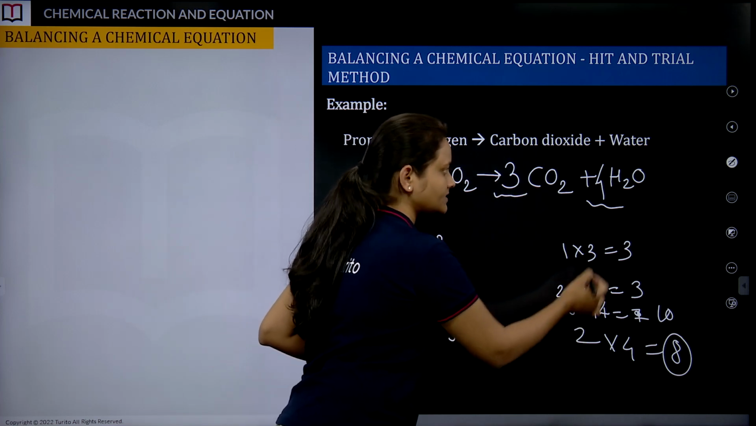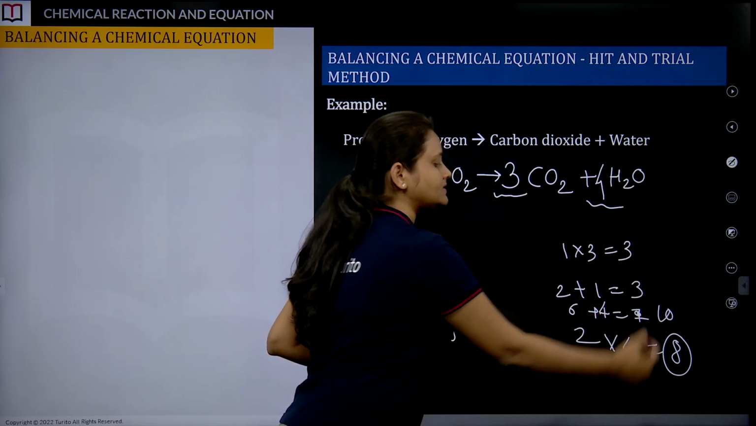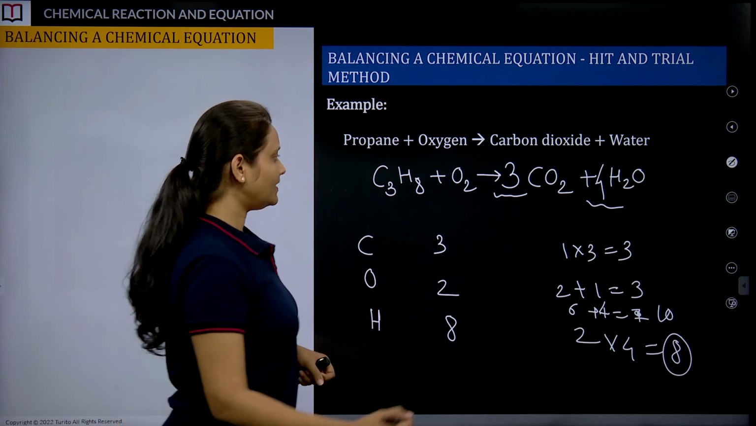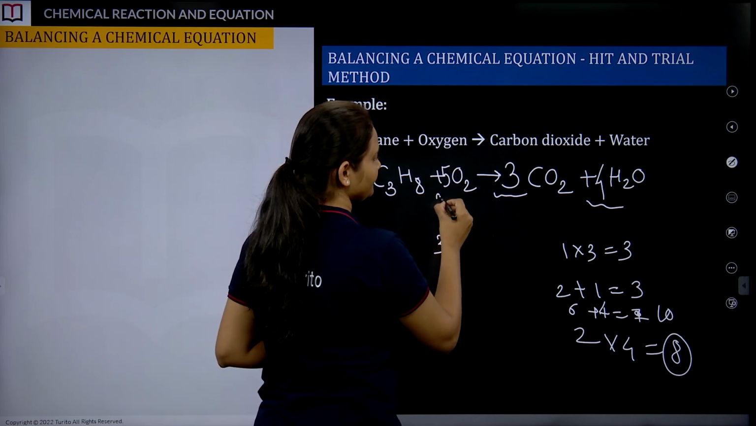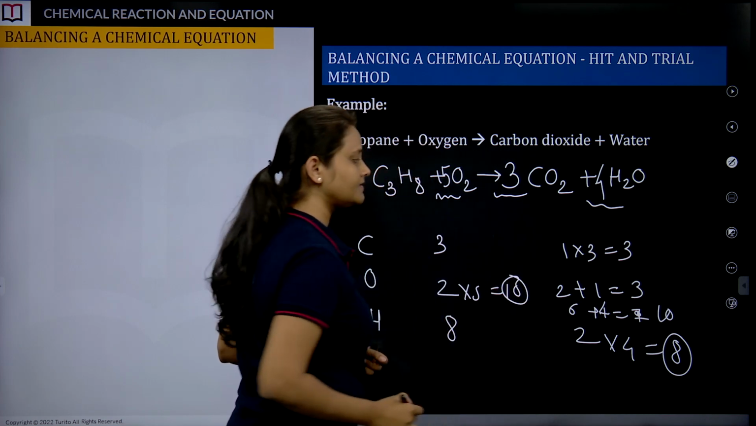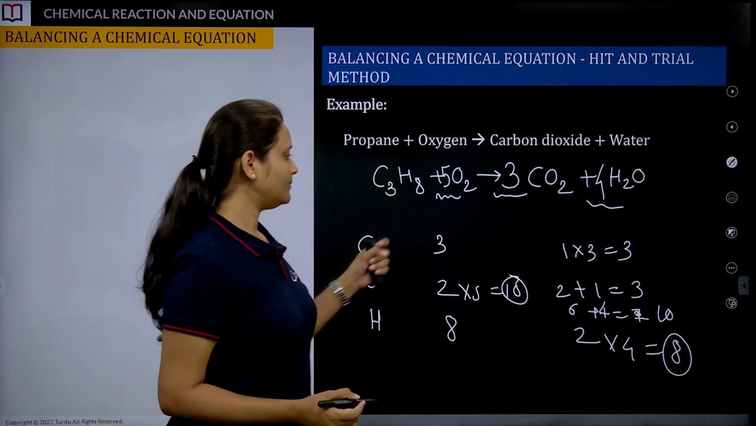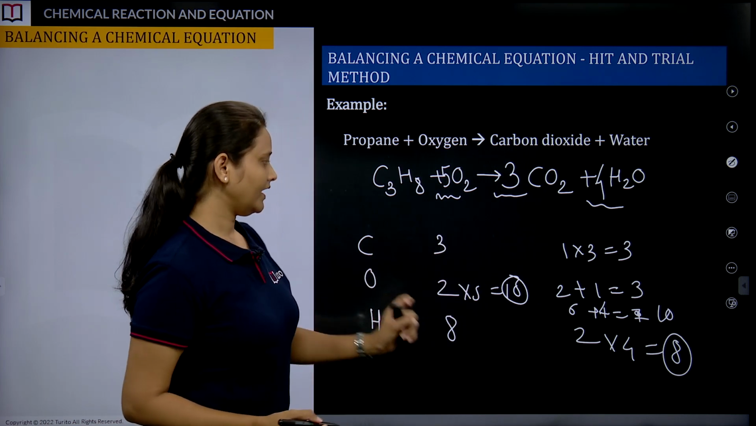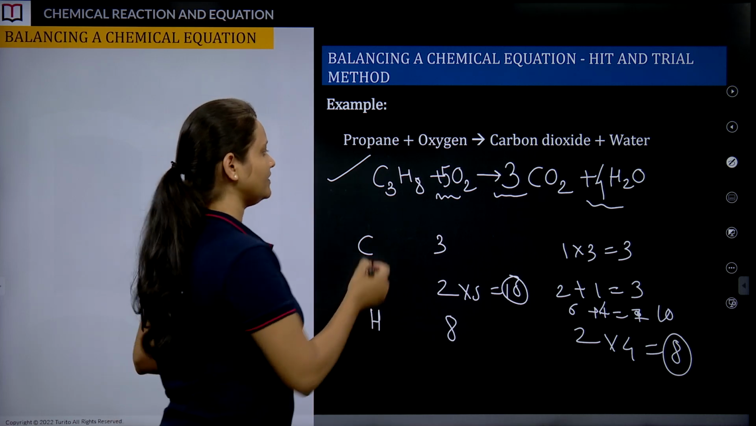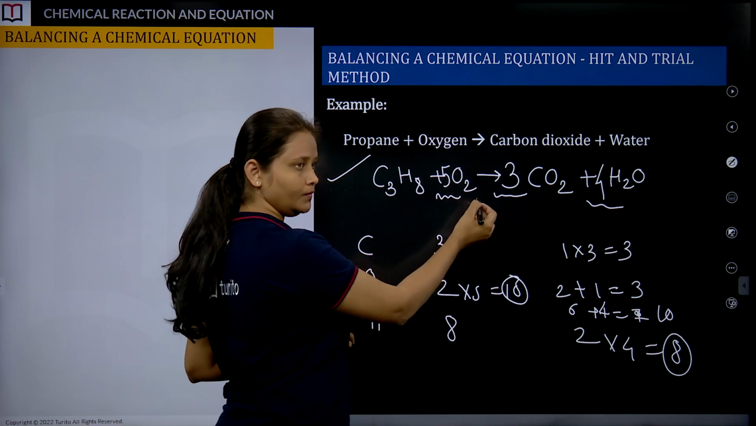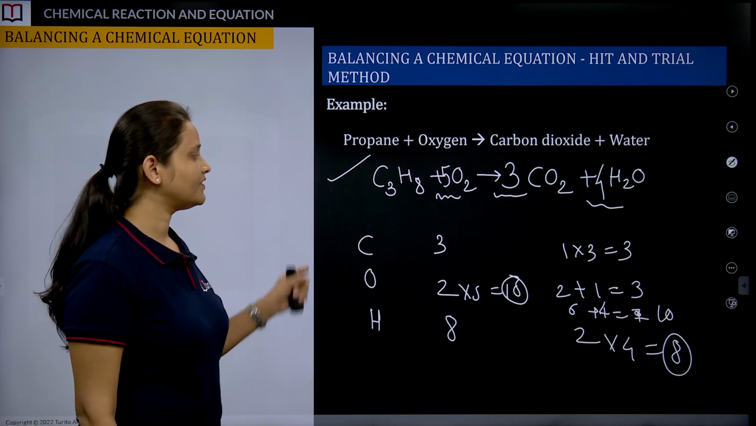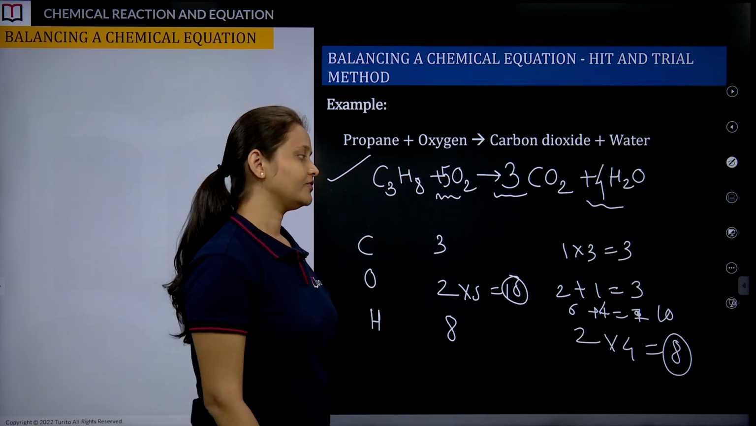3 into 2 is 6, 4 into 1 is 4, that means 10 atoms of oxygen. But this is not the case here. Simply what we can do, I can add coefficient 5. 5 into 2 is 10, right? So that's it. Carbon 3, oxygen 10, hydrogen 8. So this is my balanced chemical equation or reaction: C3H8 plus 5O2 giving you 3CO2 plus 4H2O. Okay, this becomes your balanced chemical reaction.